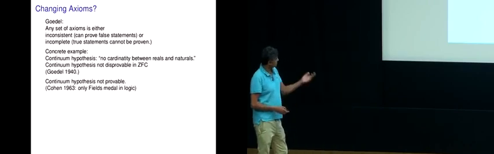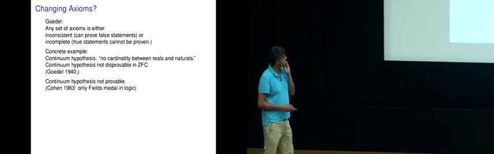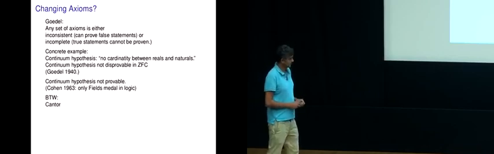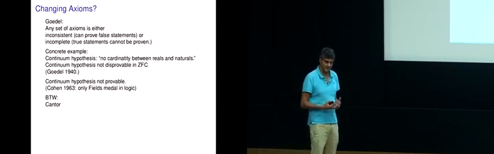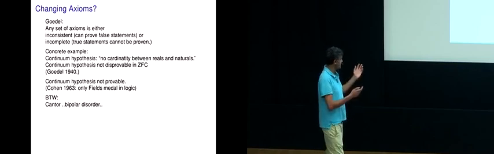Yeah, it's not disprovable in ZFC. It's not provable. Cohen got a Fields Medal for this. It's hard to think about, right? All of this is hard to think about, right? Yeah, it's really Cantor who did this diagonalization for integers. He's the one who defined this notion of countability. Yeah, he went crazy. He had some issues.